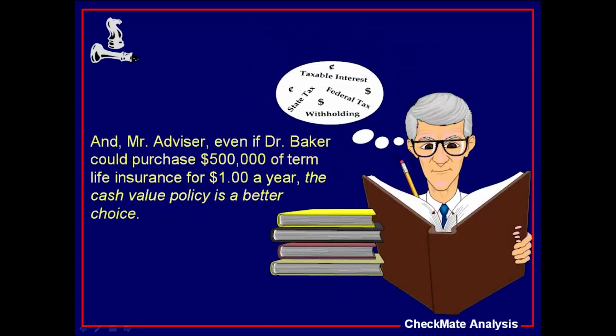One last step, which is probably the cruncher. Some of our producers show just this one. Mr. Advisor, if Dr. Baker could purchase $500,000 of term life insurance for $1 a year, the cash value policy is a better choice. Now, this is all assuming that George has the cash flow to buy what he wants. If he has no cash flow, he's short of money, and he needs the coverage, he may have to buy term. But assuming he has the cash flow to buy what he wants, if he could buy term insurance for $1 a year, it wouldn't make sense to do so.